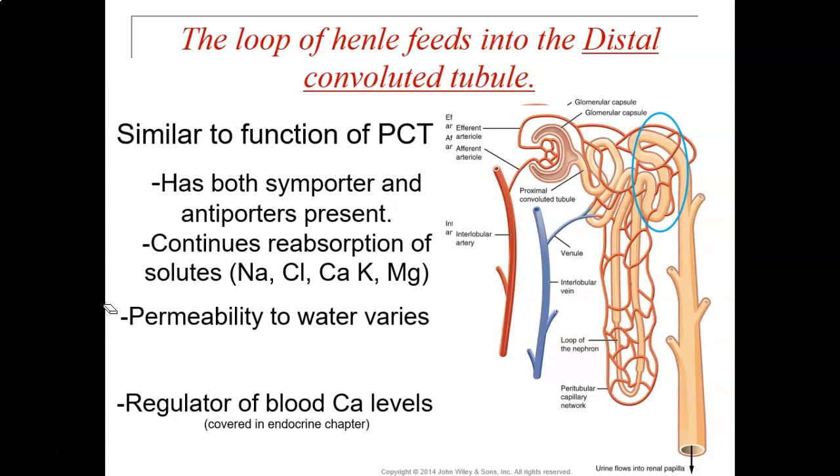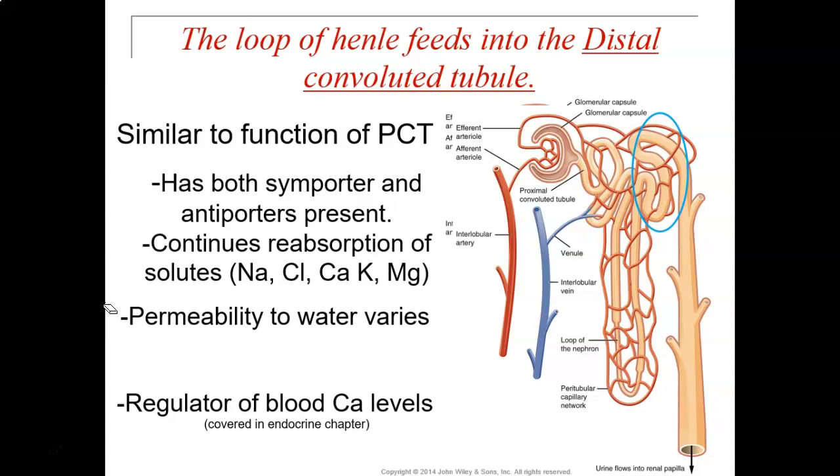The distal convoluted tubule, that's the third portion of the renal tubule. The function is very similar to that of the proximal convoluted tubule. It has both symporters and antiporters, continues the reabsorption of ions. Its permeability, however, varies quite a bit, and this has to do with the amount of hormonal influence, whether it's antidiuretic hormone, aldosterone, or atrial natriuretic peptide. There's a number of hormones which can impact the permeability of water.